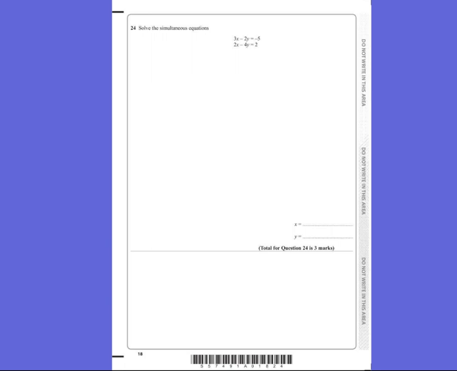Question 24, solve the simultaneous equations. 3x minus 2y equals minus 5, and 2x minus 4y equals 2. Now, straight away, this is going to be a little bit more difficult than usual ones because we've got a lot of negatives in here. So we need to be really, really good with negative numbers.